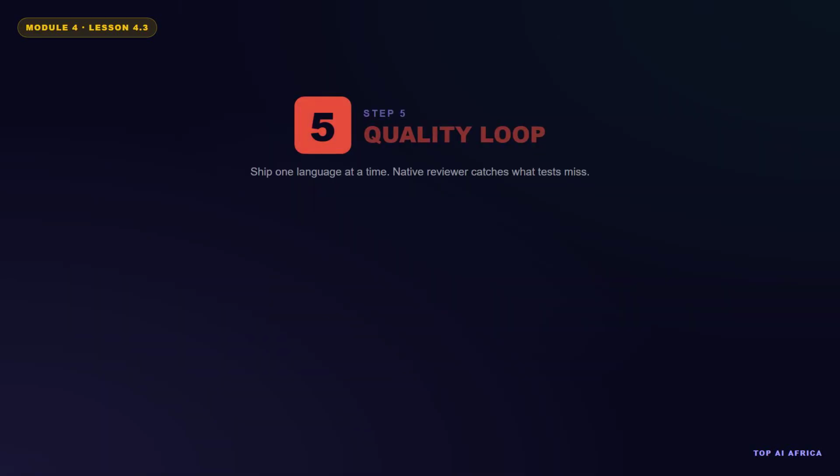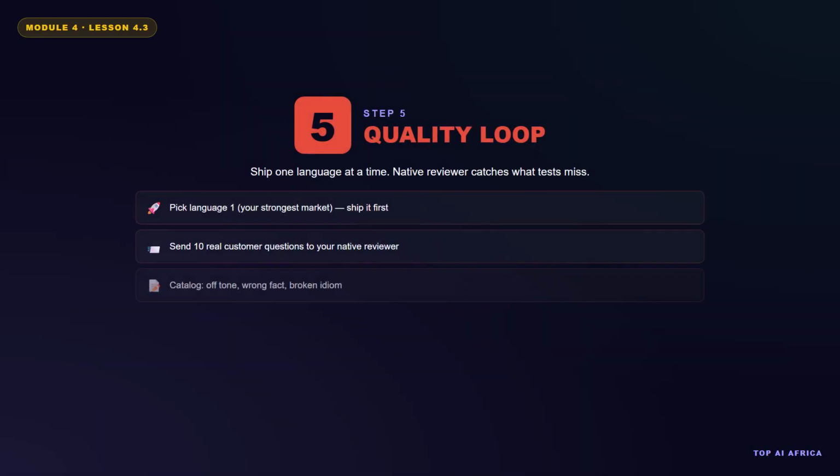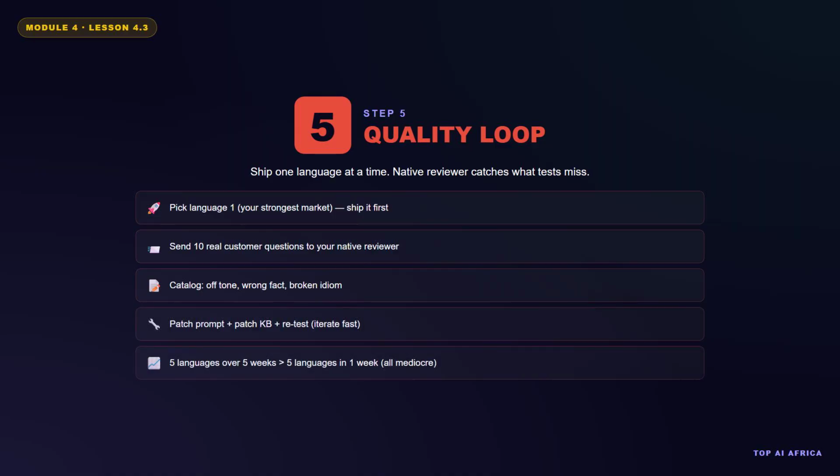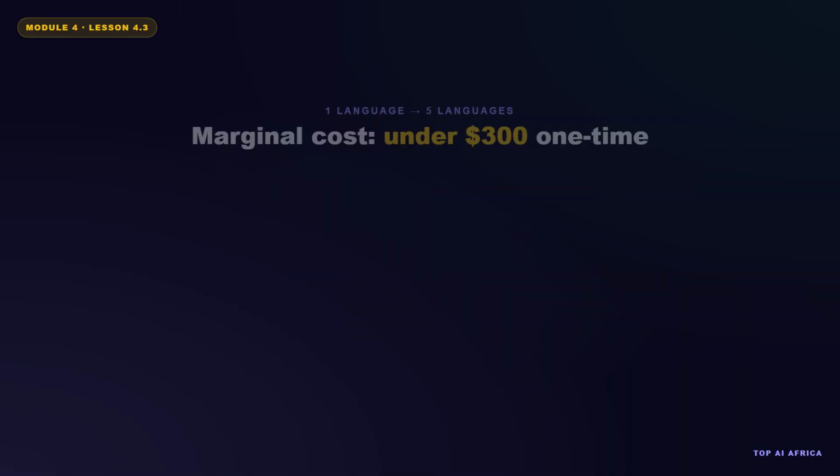Step 5. The quality loop. Ship 1 language at a time. Send the first 10 real customer questions to your native reviewer. Where does the agent sound off? Where does the tone drop? Where does it cite the wrong fact? Note each issue. Patch the system prompt. Patch the knowledge base. Retest. Once that language is solid, ship the next one. 5 languages over 5 weeks is faster and better than 5 languages in 1 week, all mediocre.